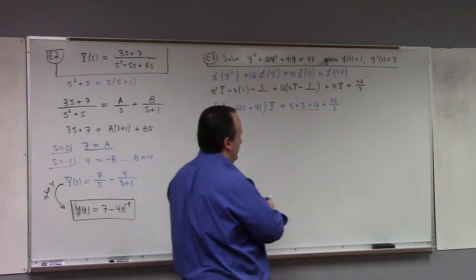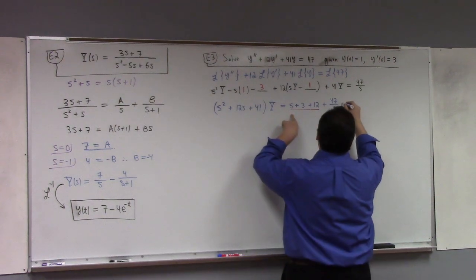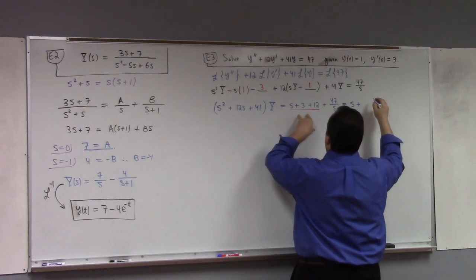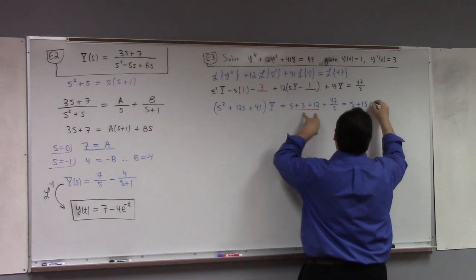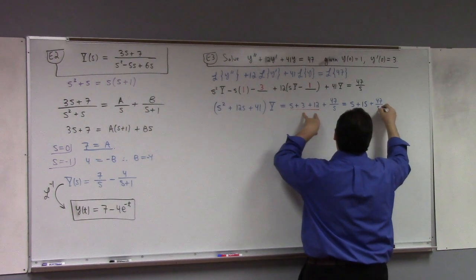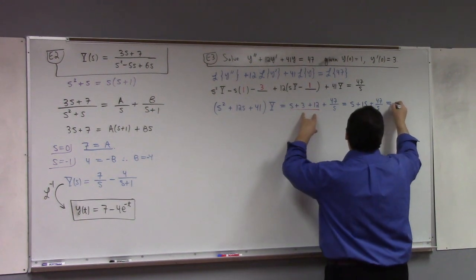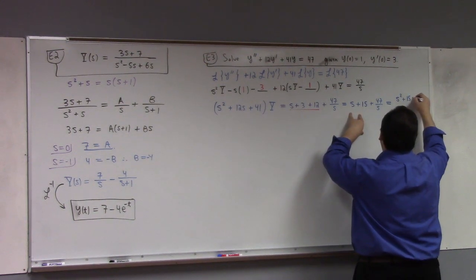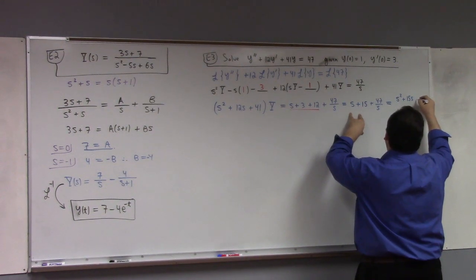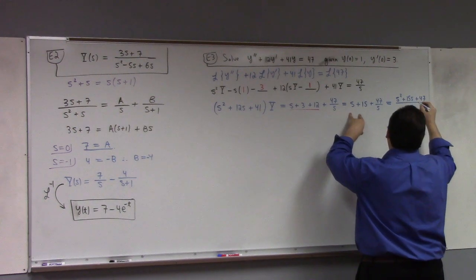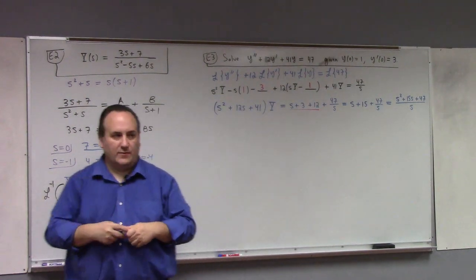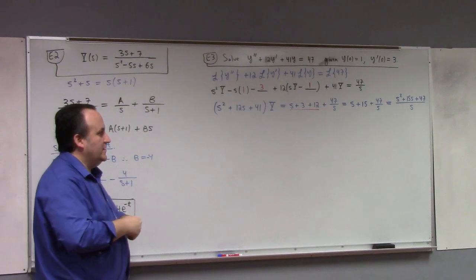I guess I should probably clean this up slightly. This is what? S plus 15 plus 47 over S. Let's make that into a common denominator. This is what? S squared plus 15S plus 47, divided by S. That may seem kind of like a dumb step at this point, but it'll become apparent why we want to do it in the next step.